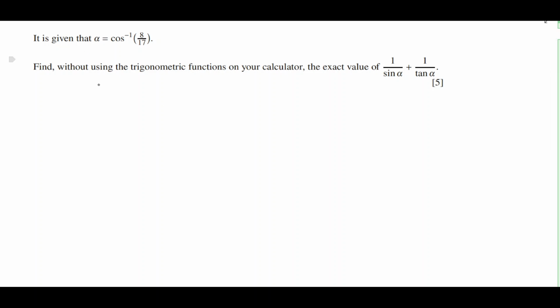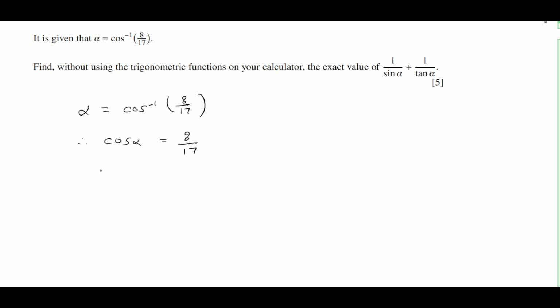Okay, now here the problem is: given that alpha is equal to cos inverse of 8 upon 17, find, without using trigonometric functions on the calculator, the exact value of 1 upon sin alpha plus 1 upon tan alpha. So we will begin with alpha, which is given as cos inverse of 8 divided by 17. Therefore, from this I can say that cos alpha is equal to 8 upon 17. This is the value of cos alpha.